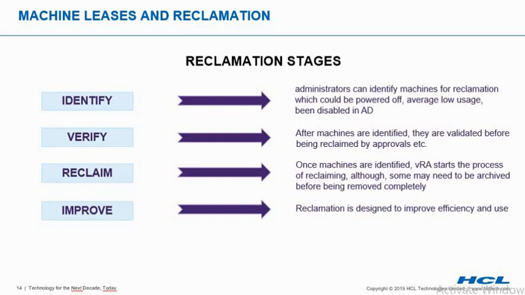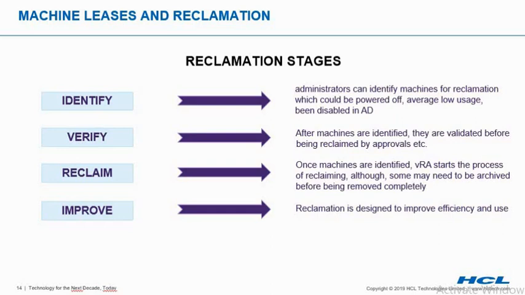So here are the reclamation stages. Following are the stages that take place during a reclamation performed. The first one is identify, which means through endpoint discovery and data collection, vRA creates a list of machines and their characteristics. Using filtering capabilities, an administrator can identify machines for reclamation, which could be machines which have been powered off, machines having average low usage, and machines where the users have left or been disabled inactively.